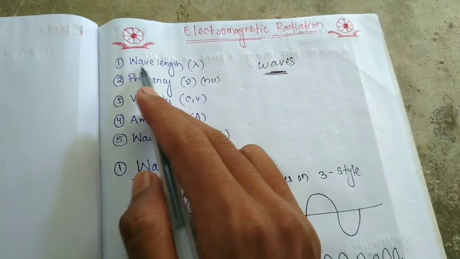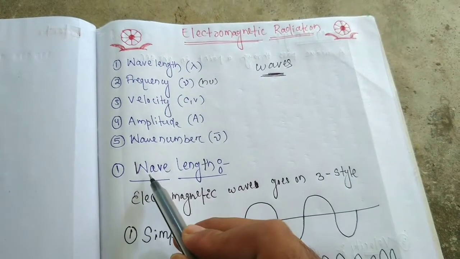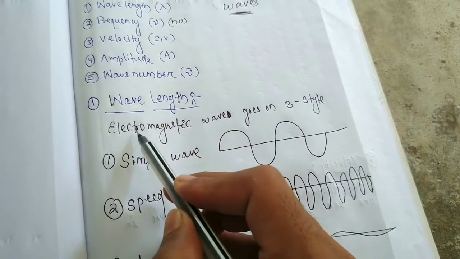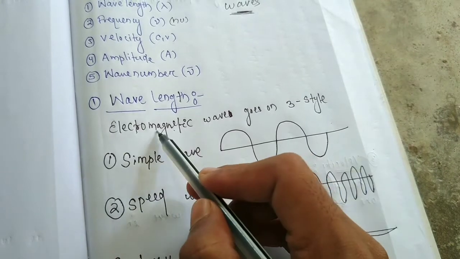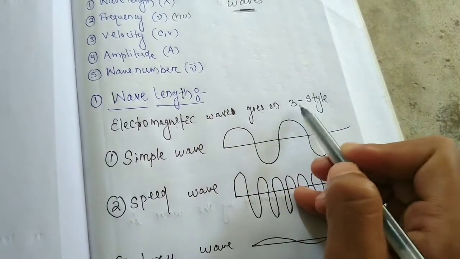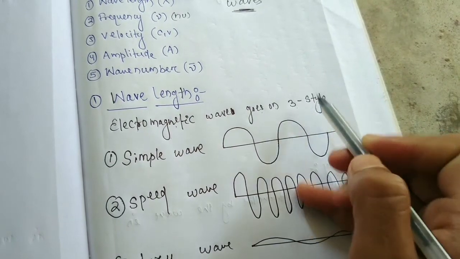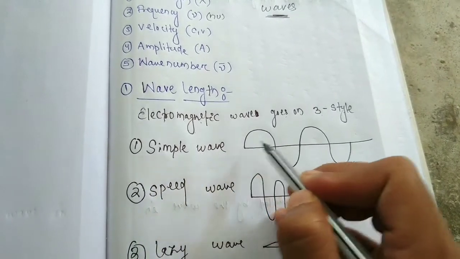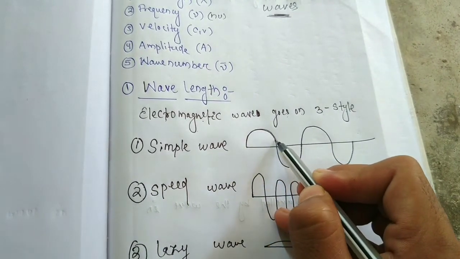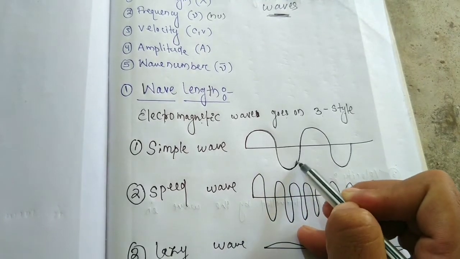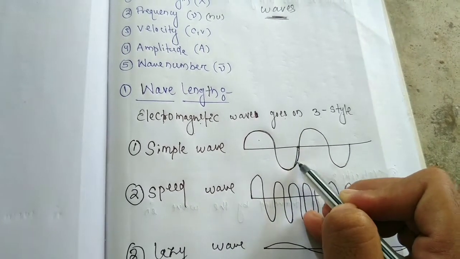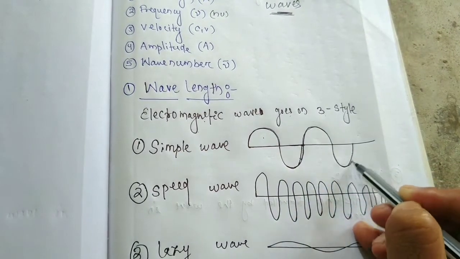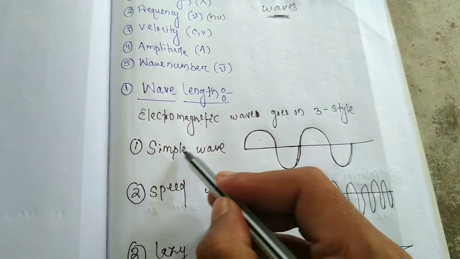So first term, wavelength. What is wavelength? Before knowing about wavelength, remember a thing, students: electromagnetic radiations or electromagnetic waves go in three styles. This is the style of simple wave. This is a half wave, a full wave. Half wave, mix one full wave, then one half wave, mix full wave. So this is the simple wave.